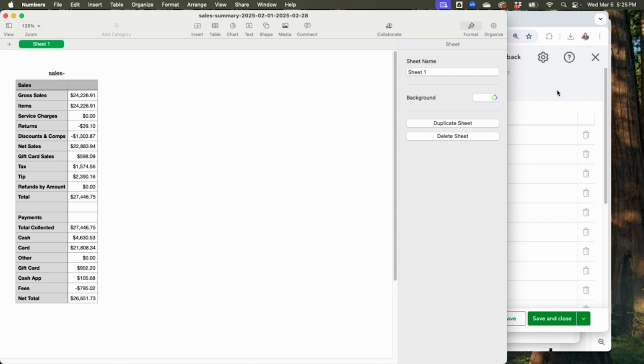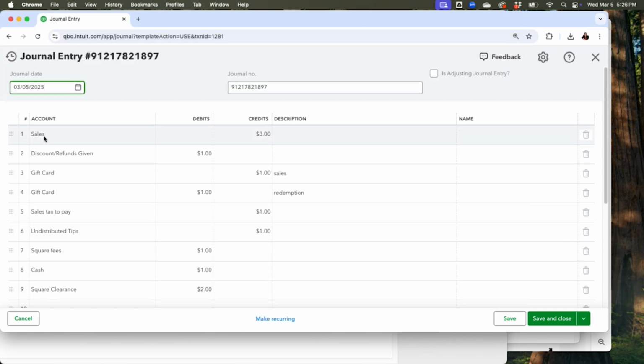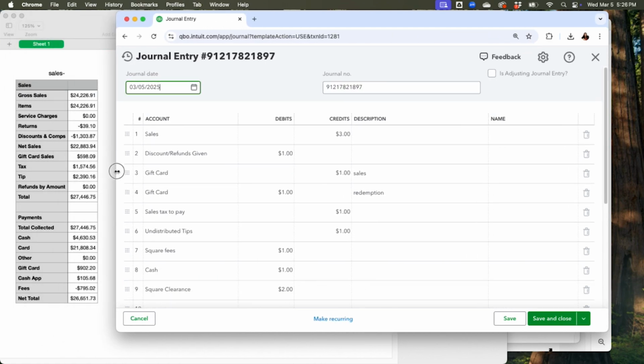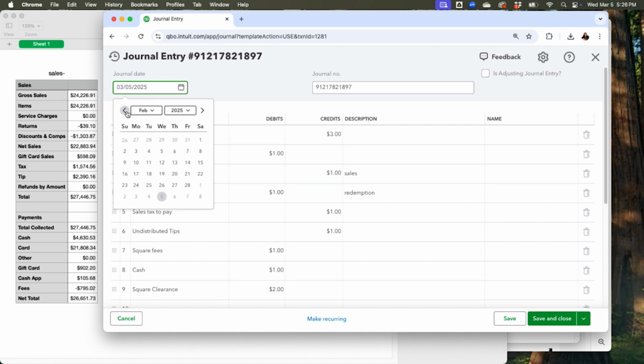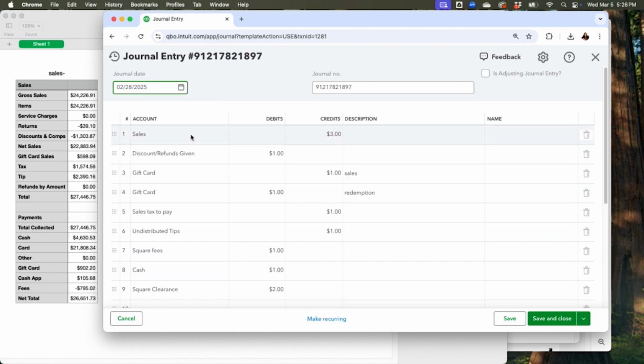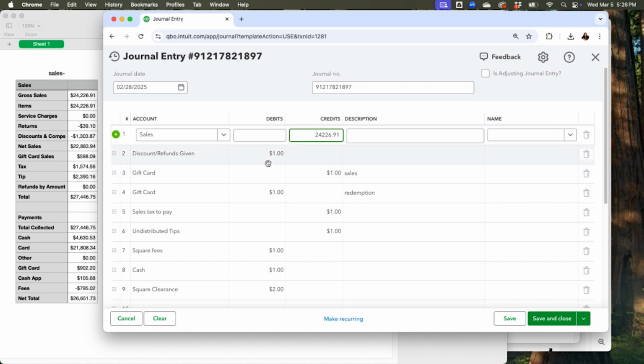So I'm gonna go ahead and bring my books over here. I'm gonna make this smaller so you can see how I'm gonna substitute here. And usually what I do, I'm gonna put the end of the prior month, okay, because this is for the prior month. And for sales, I'm gonna credit it, because if I want to increase sales, if I want to record sales, it is a credit, okay, and that's the number up on the top, 24,226.91.